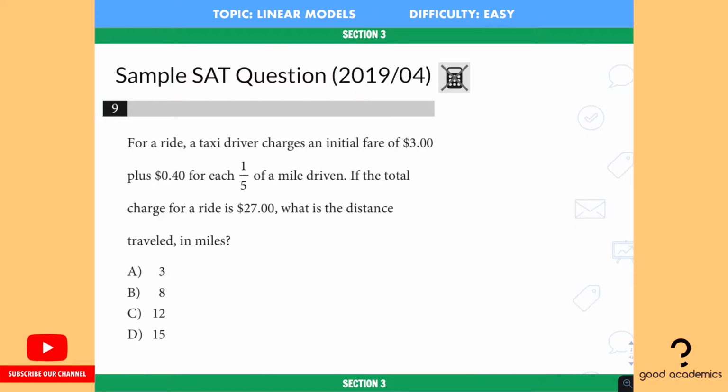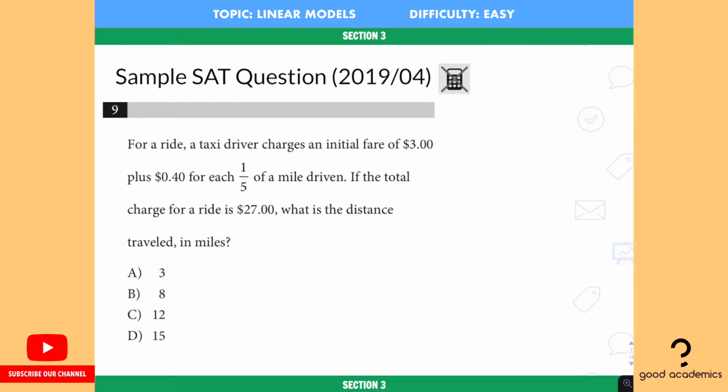Okay, so for a ride, a taxi driver charges an initial fare of $3, a fixed fee, plus 40 cents for each 1/5 of a mile driven. If the total charge for a ride is $27, what is the distance traveled in miles? The manipulation that would make your math a lot easier is to handle this part of the data very carefully.